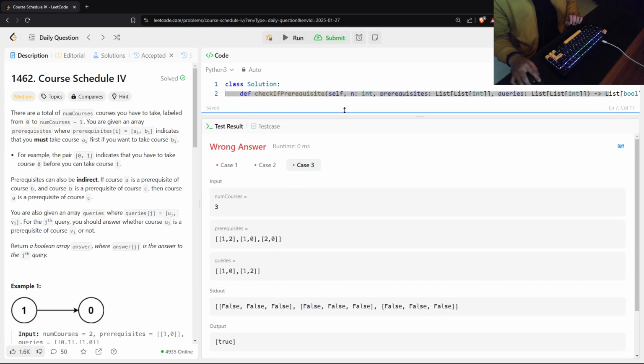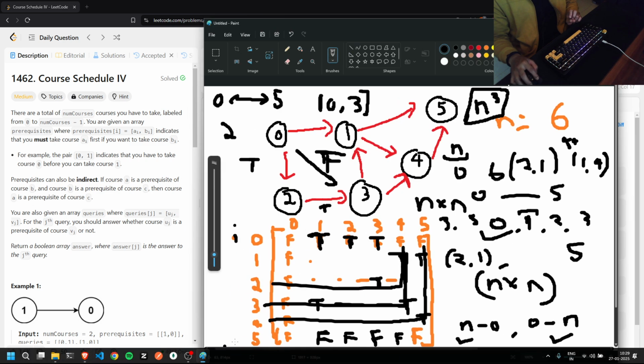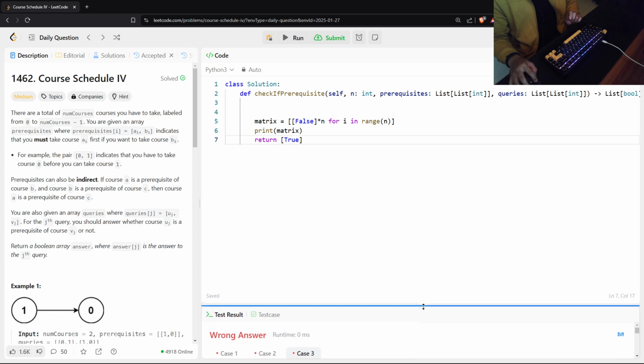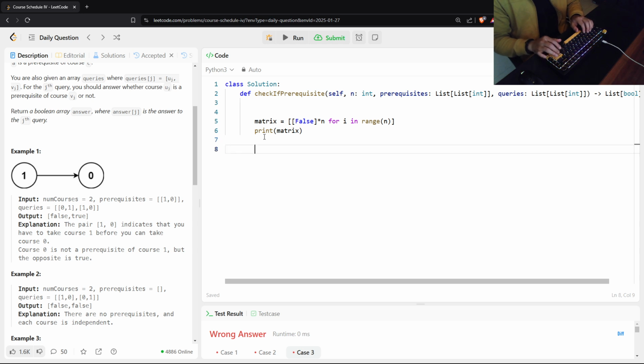So if you take a look at this example, we have a standard matrix of 3 cross 3. Here the number of courses is 3, so a 3 cross 3 matrix, with all the values set as false, as we drew in the example. Now what we'll do is go through the prerequisites that we have, i and j, and set those values to true, meaning there is a connection from the ith node to the jth node. i here is the row and j here is the column. To do that, we can quickly iterate the prerequisite list that they have provided us.